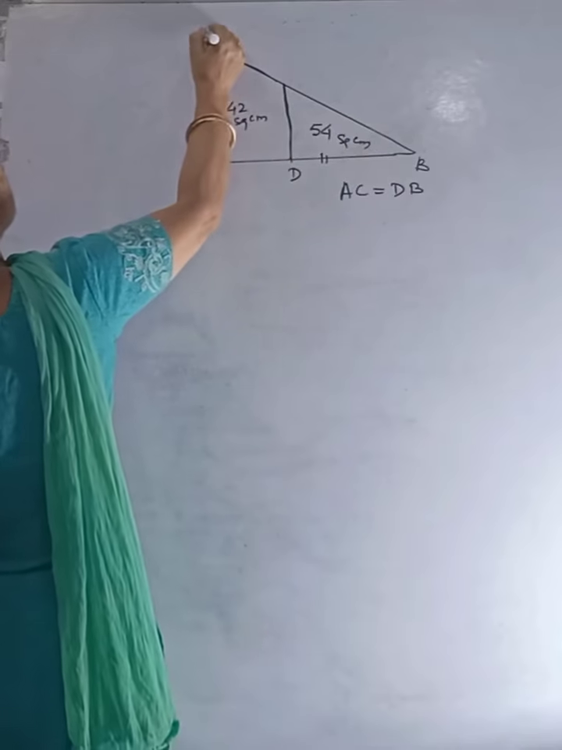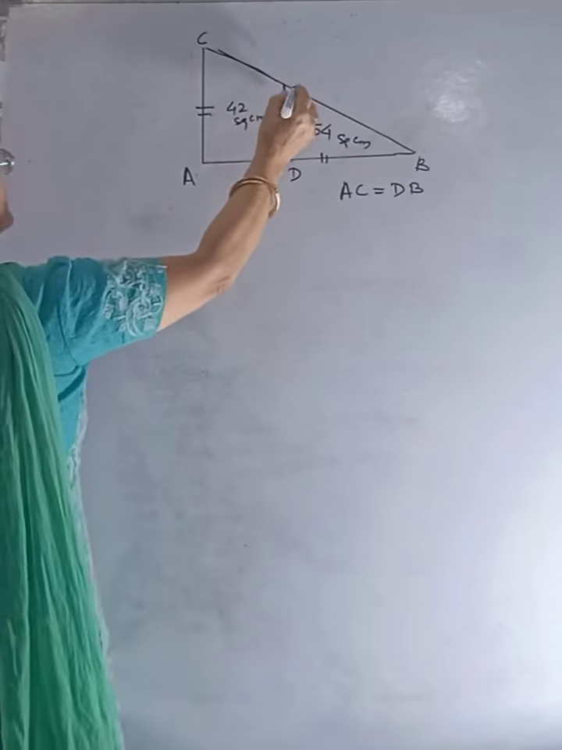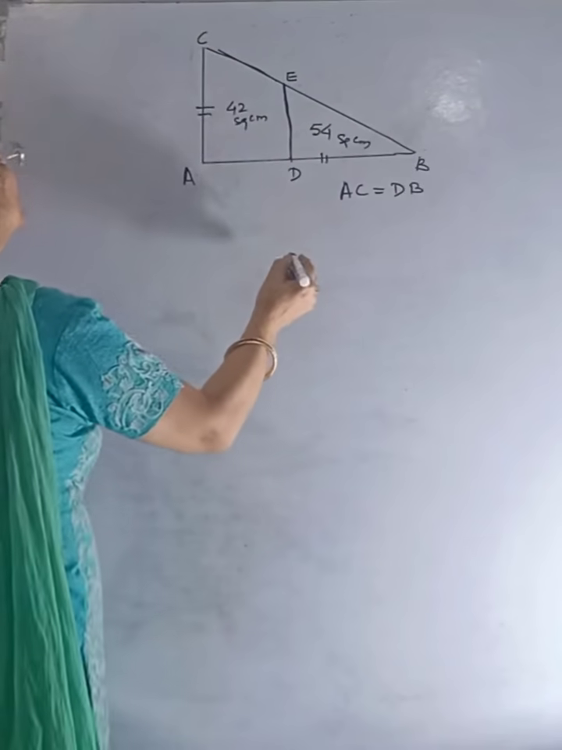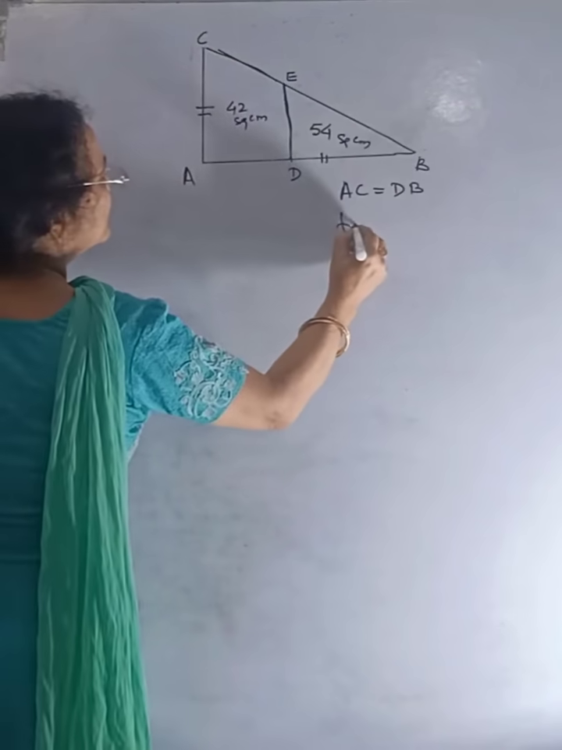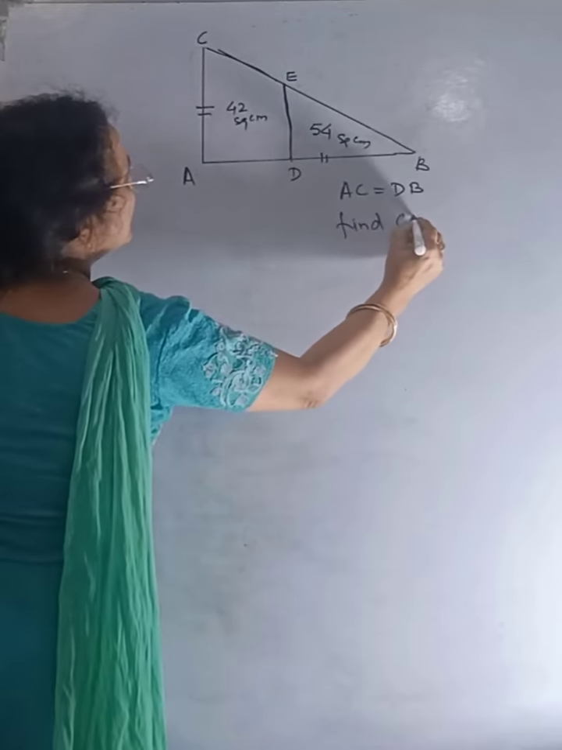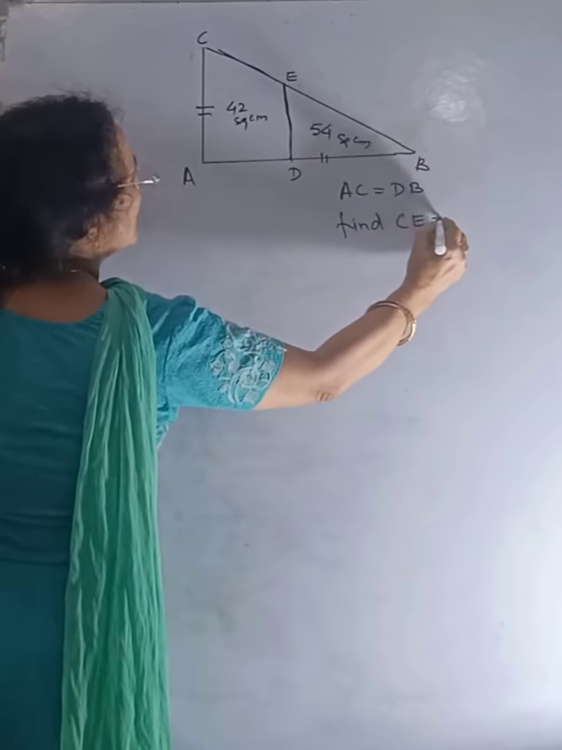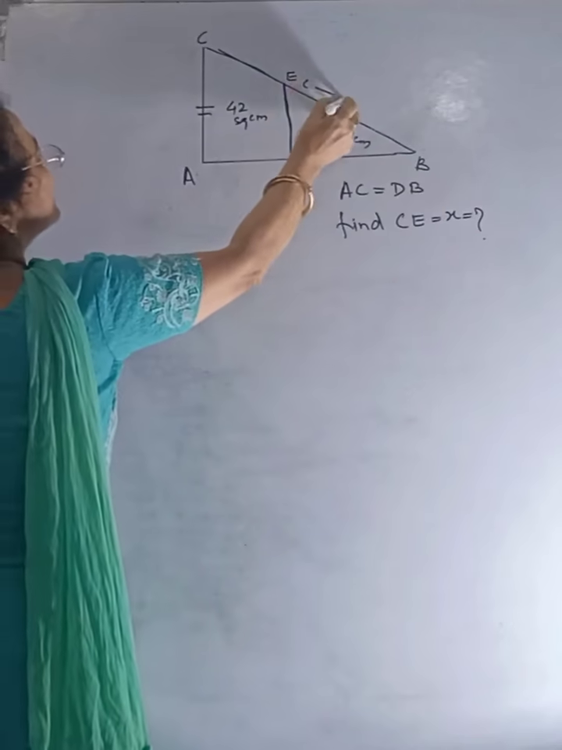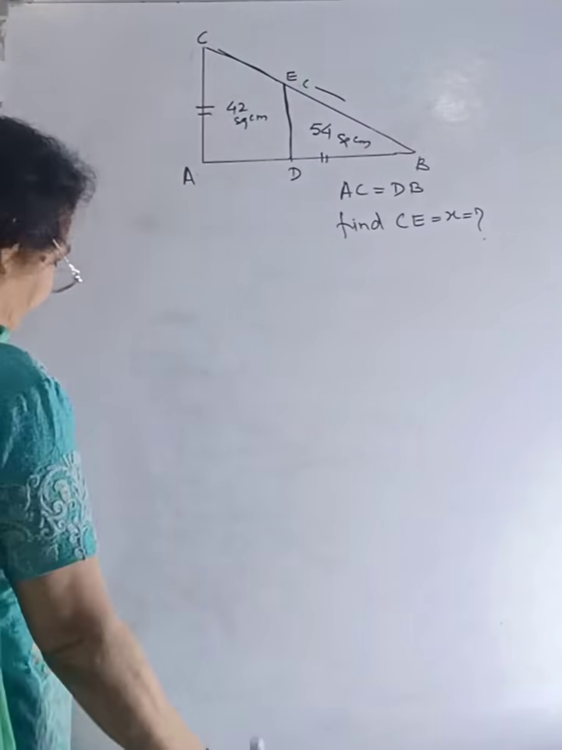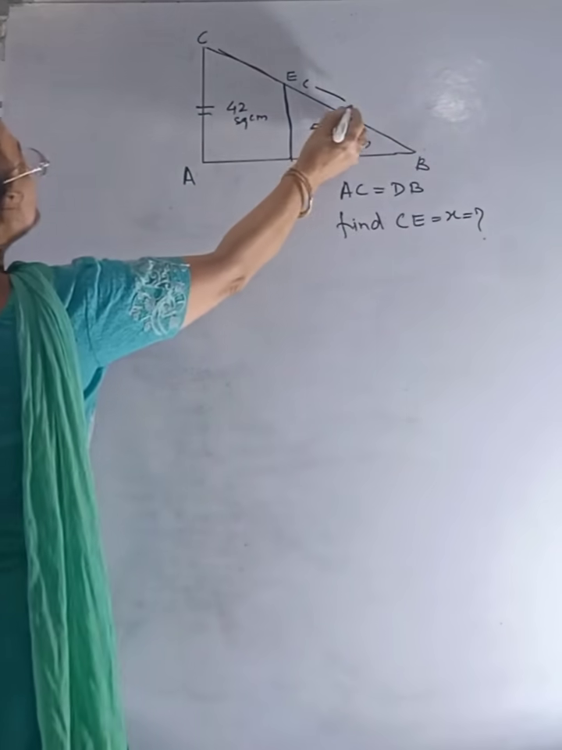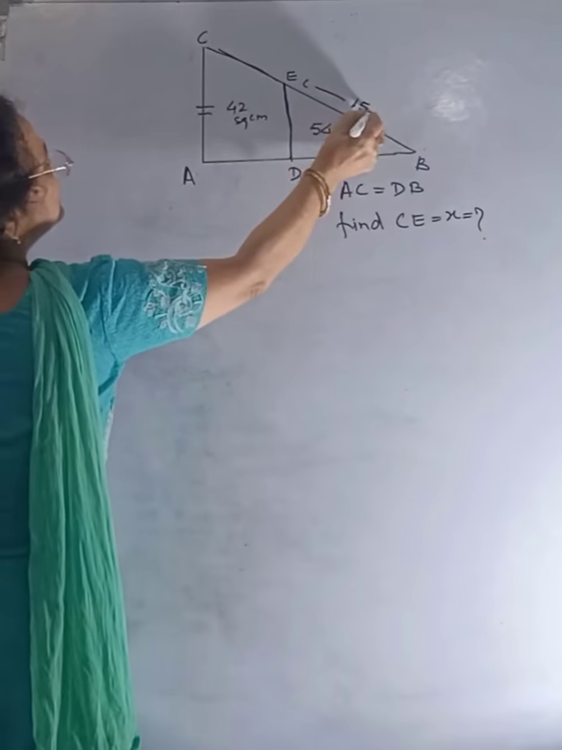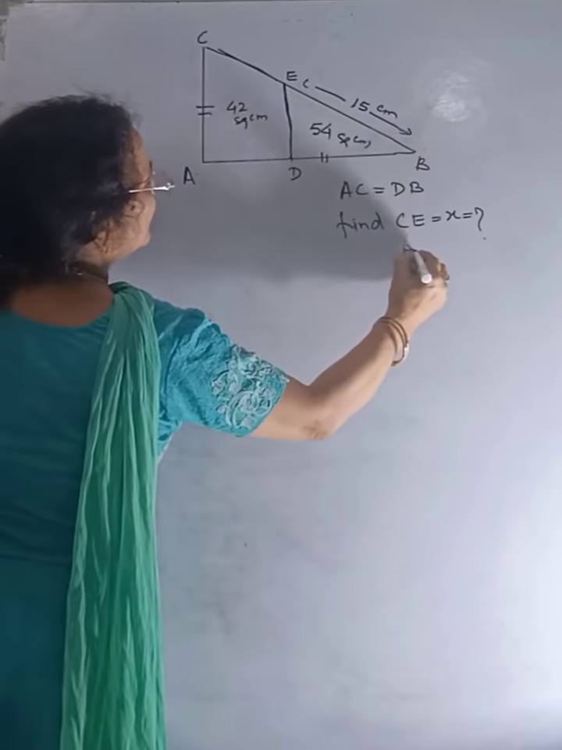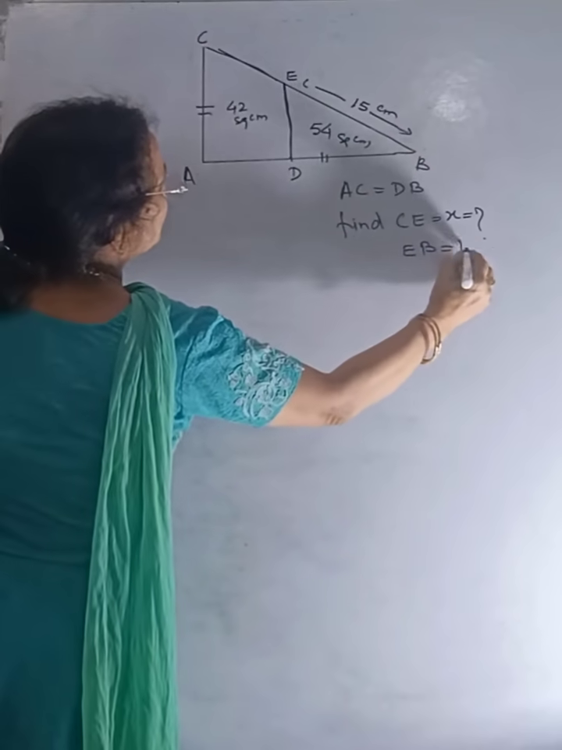This is point C. This is A, B, C, D, E. This point is E. We have to find CE is equal to X is equal to what, if this distance is given to us as 15. See, this is given to us 15 centimeter. It means EB is given to us is equal to 15.